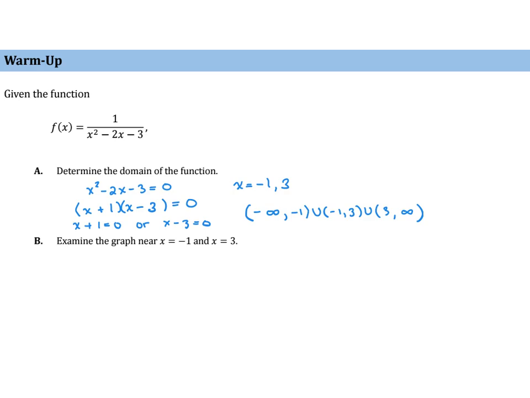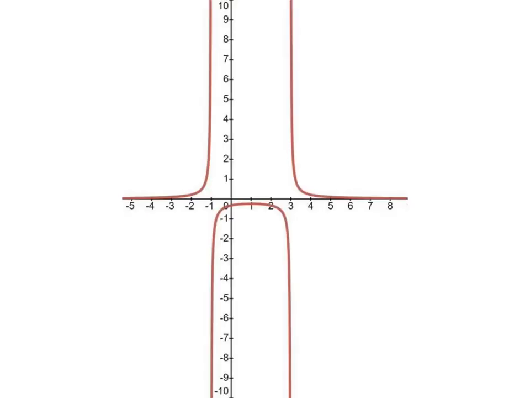Now let's check what's happening with the graph at these two breaks in the domain. So we have a break at x equals negative 1 and a break at x equals 3. So graphically speaking, what's going on? If we look at x equals negative 1, we have a line that we approach, and at x equals 3 we have a line that we approach. We call these vertical asymptotes.